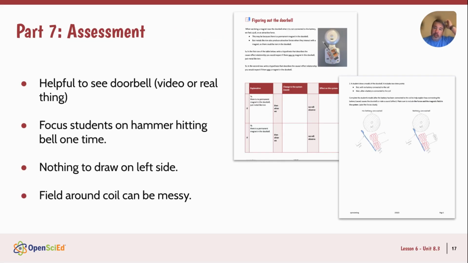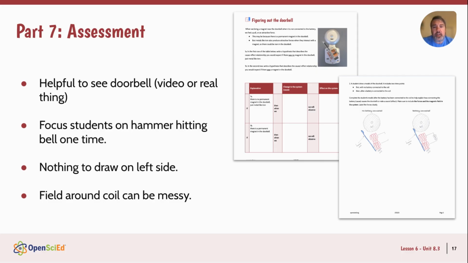So in the assessment, a couple of really important things. One is it's really helpful for the students to see the doorbell. If you have the physical one in the kit, that's great. Or a video of it, something that they can just actually see it. I think a lot of kids think of a doorbell as like a Ring camera now, and this might not be super familiar to them. So really just getting them familiar with that.